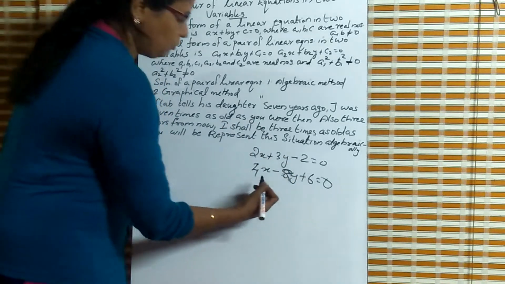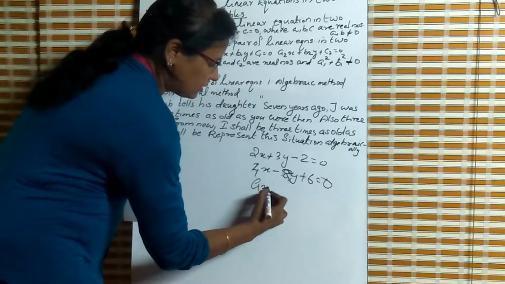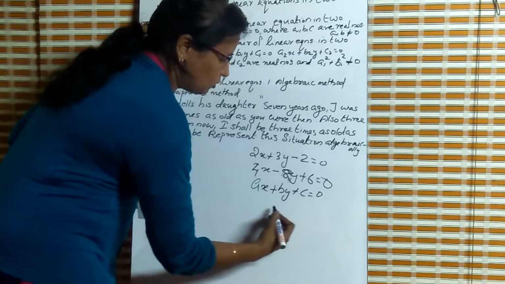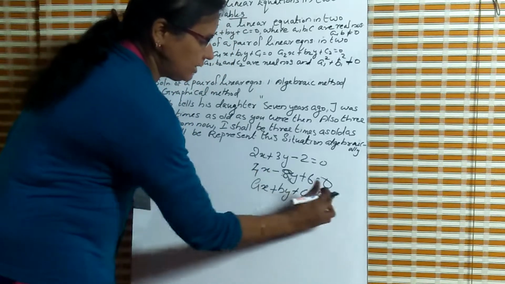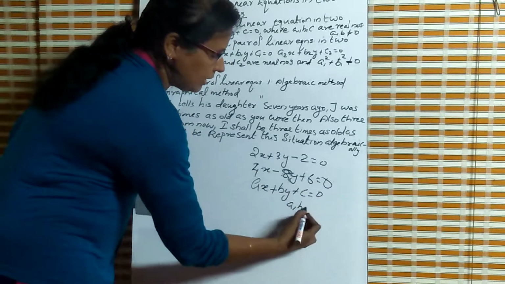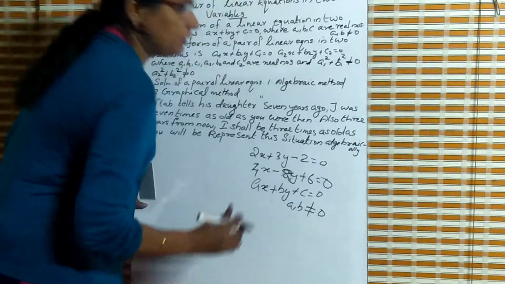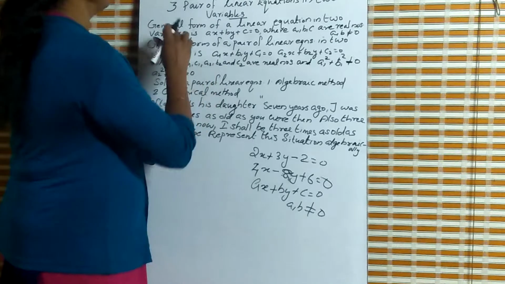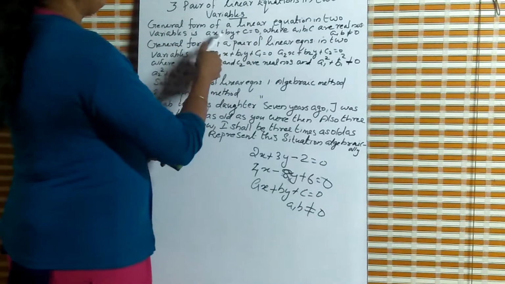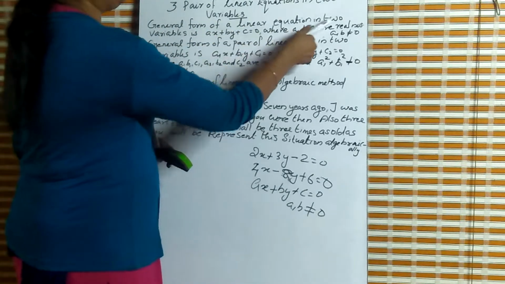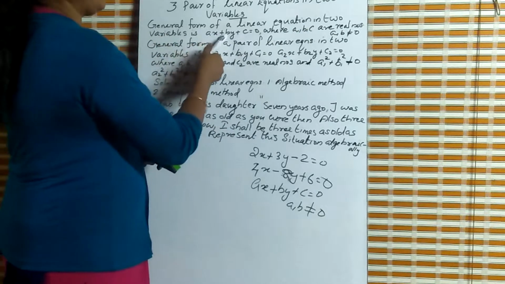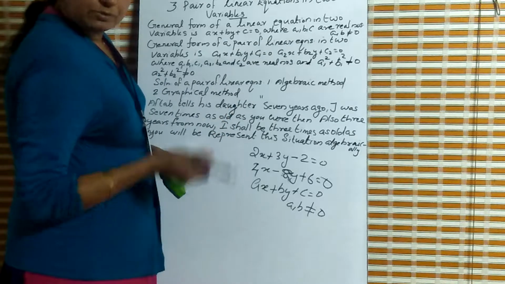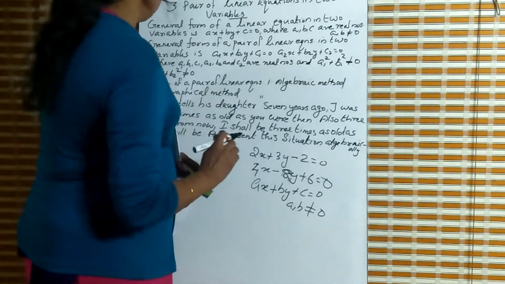Then how do we write the general form? ax plus by plus c is equal to 0, where a, b, c are real numbers and a and b not equal to 0, is the general form of a linear equation. Listen. General form of a linear equation in two variables is ax plus by plus c is equal to 0, where a, b, c are real numbers and a, b not equal to 0.